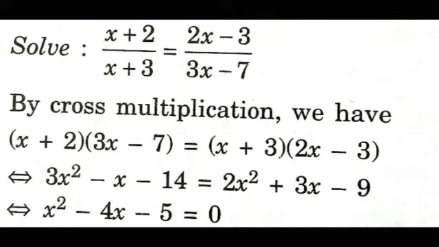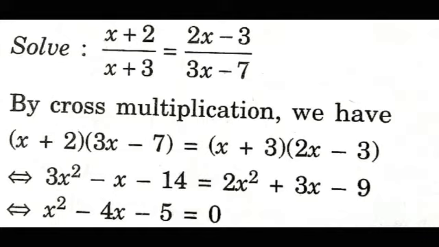See here one more example. The question is given like x plus 2 by x plus 3 is equal to 2x minus 3 divided by 3x minus 7. So the given equation is not given directly in the form of a quadratic, it is given in some other form. After we solve it only, we come to know whether it is quadratic or not. So look, a few steps I have given here.